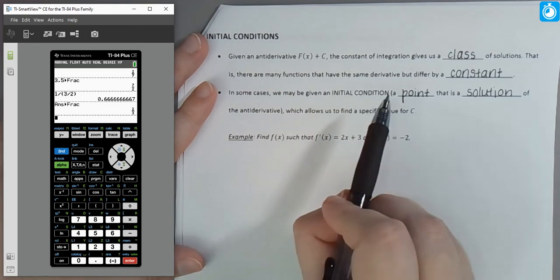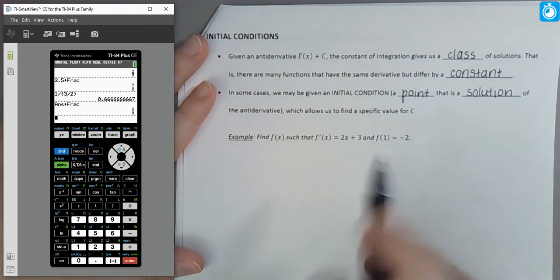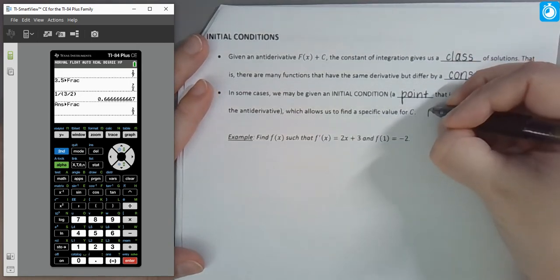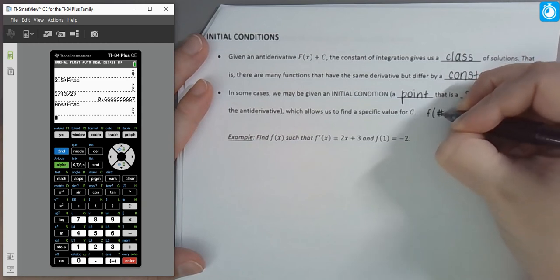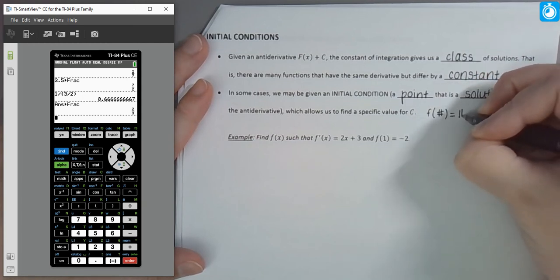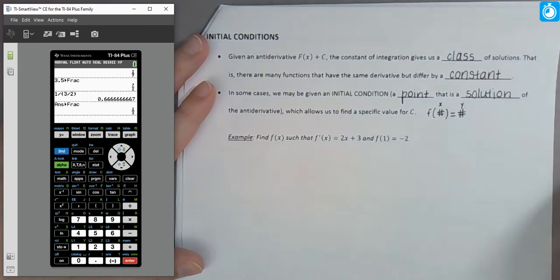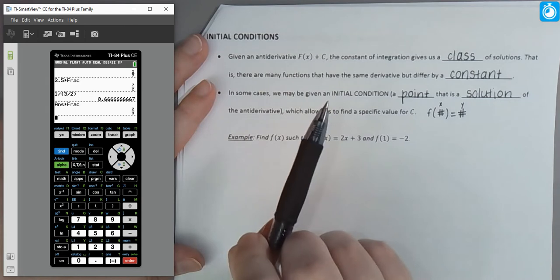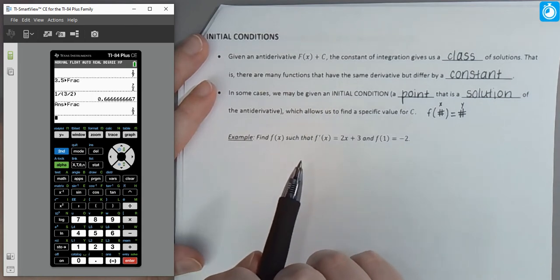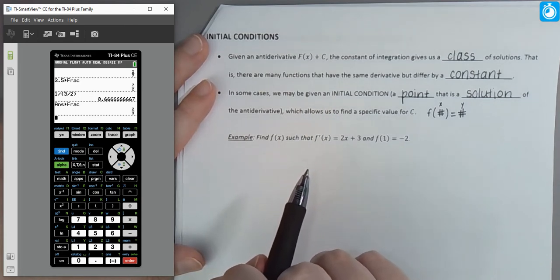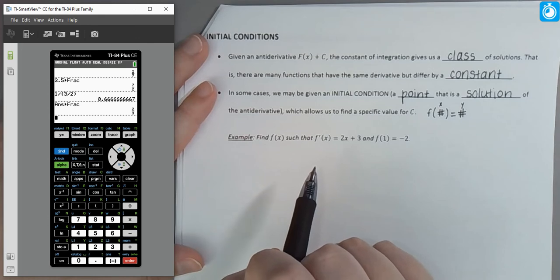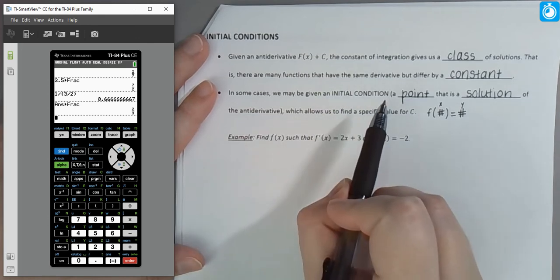If we have one extra piece of information about our problem, specifically it's going to be something of the form f of a number is equal to a number. It's going to give us a particular x value, and it's going to give us an associated y value. Having that one extra piece of information is going to give us enough to solve for C, to determine what the actual value of C is that solves the problem we're looking at. So let's try an example where we have an initial condition.